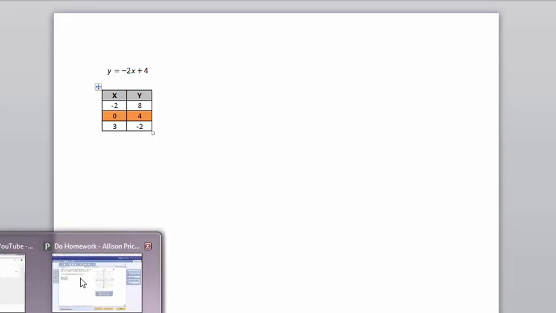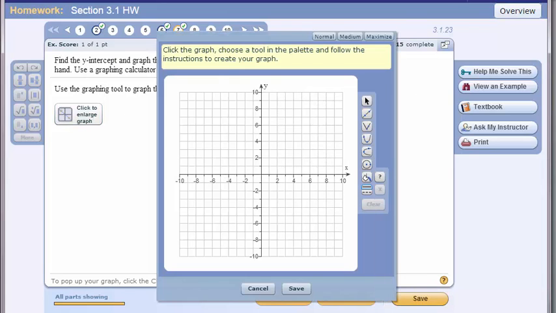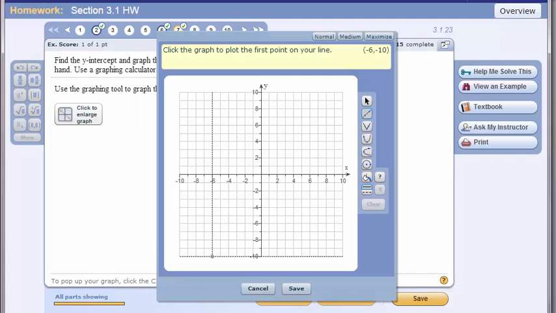Let's go back over to the MyMathLab tab. Because the grids that they give you are usually pretty small, we could click on the line tool and use this grid, or we can click on either the magnifying glass symbol or the enlarge graph symbol to make this graph a little bit bigger. And then click on the line tool and go ahead and find your first ordered pair. The first ordered pair was at negative 2, 8. So we're going to graph negative 2, 8. And when you get at the right position, just click.